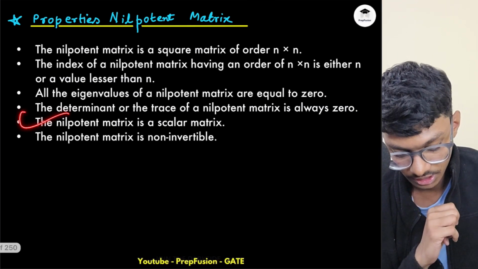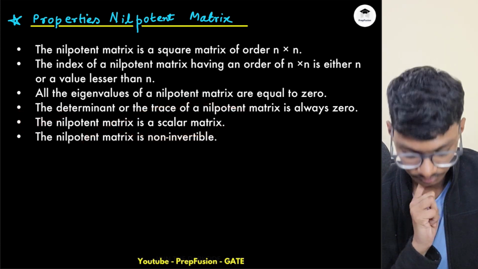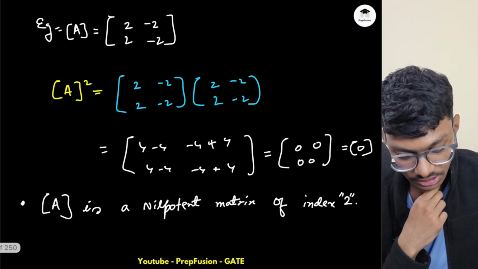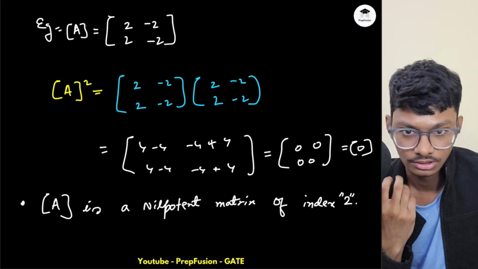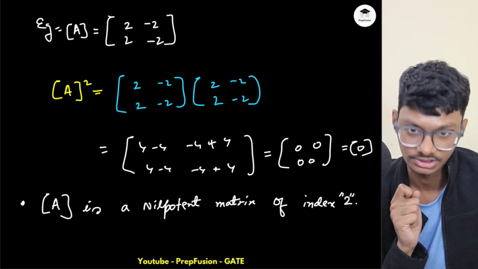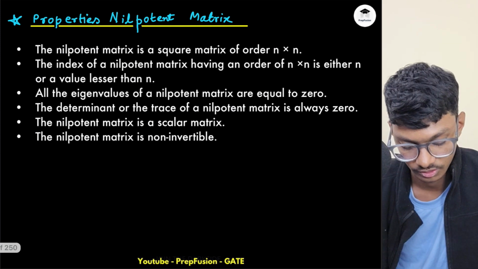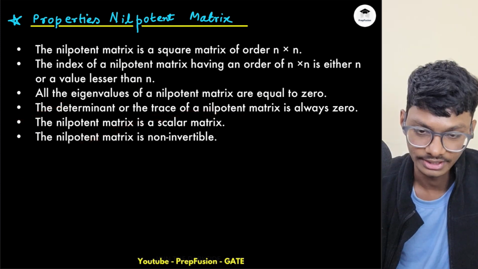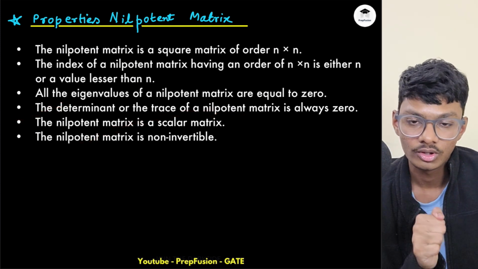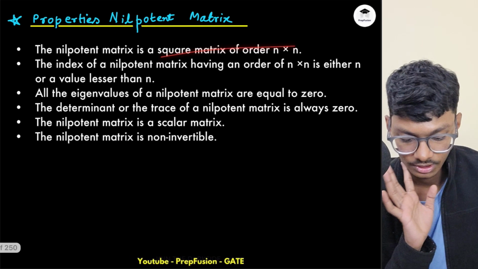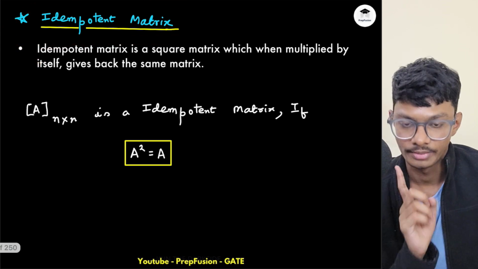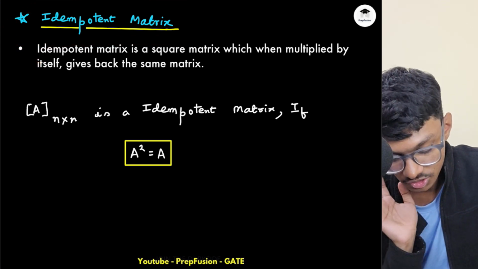Okay, so the nilpotent matrix is a scalar matrix. Basically here, if you take 2 common, it will be 1 minus 1, 1 minus 1. So it's like a scalar matrix, right? That's why it is talking about the scalar matrix. And a nilpotent matrix is non-invertible. Why? Because obviously the determinant is 0, so obviously the inverse won't exist. Okay, so next is the idempotent matrix. Again, an idempotent matrix is a square matrix.